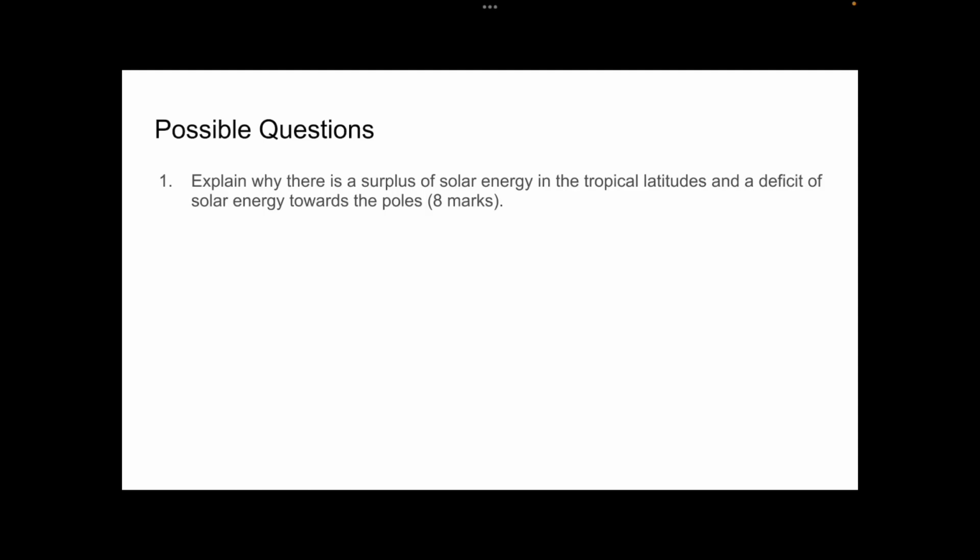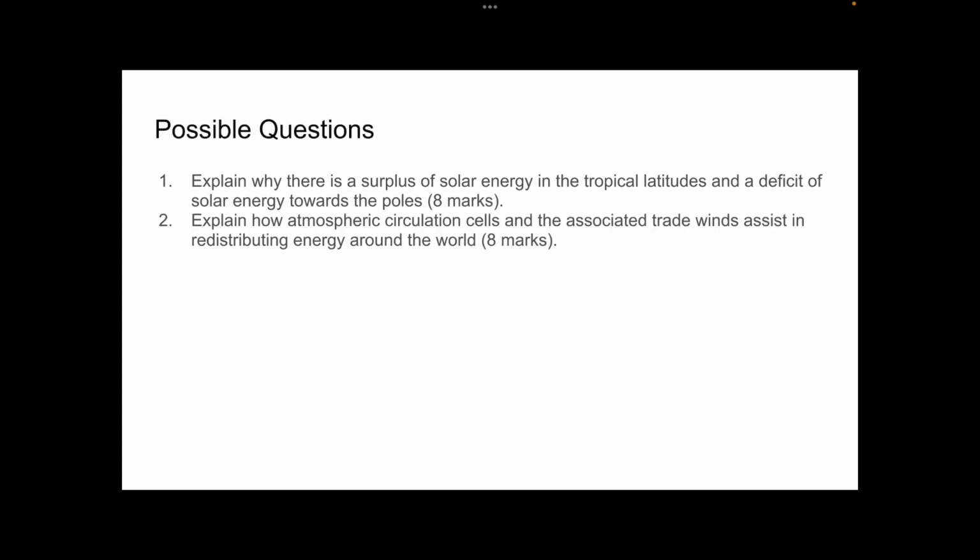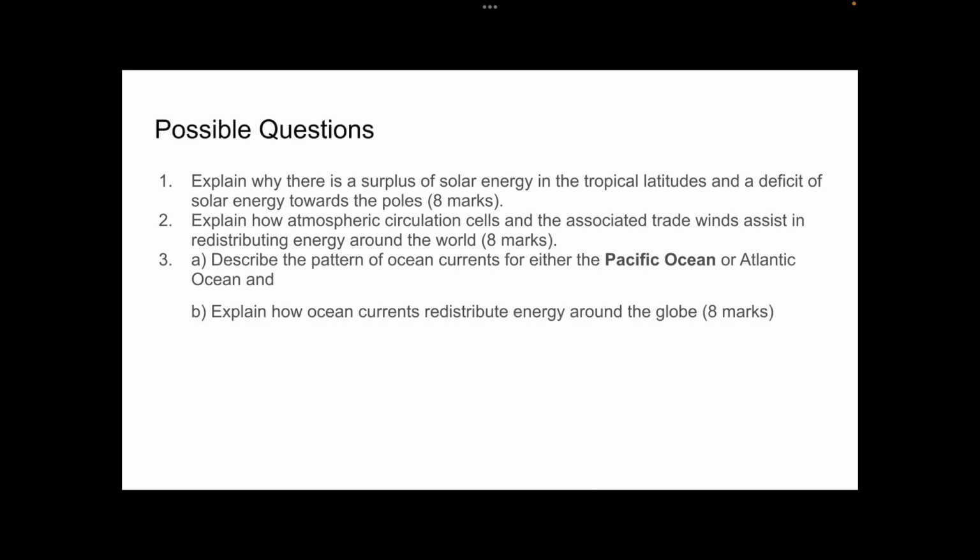So first of all, just a wee run through of the possible questions which could come up. Explaining why there's a surplus of solar energy in the tropical latitudes and a deficit of solar energy towards the poles. Explain how atmospheric circulation cells and the associated trade winds assist in redistributing energy around the world. Describe the pattern of ocean currents for either the Pacific Ocean or Atlantic Ocean, and notice it's the Pacific Ocean that we always do. And then finally explain how these ocean currents redistribute energy around the globe.